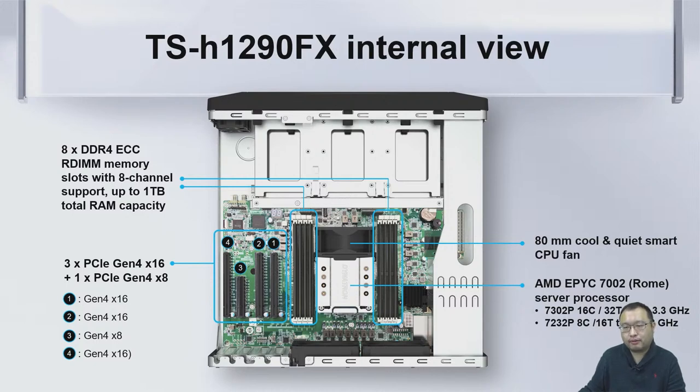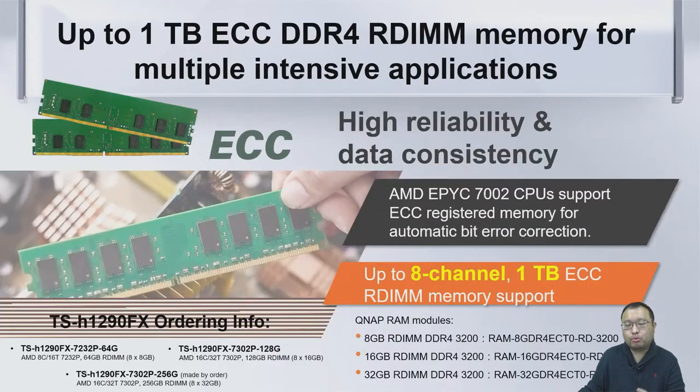help it cool down. On each side, you have access to four DDR4 ECC RDIMM memory slots for a total of 8. So you can upgrade up to 1 terabyte of ECC RDIMM memory to make sure your intensive applications can all be running smoothly. Okay, so up to 8-channel, 1 terabyte of RDIMM DDR4 memory can be supported.